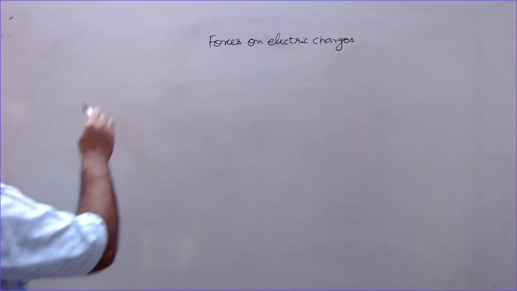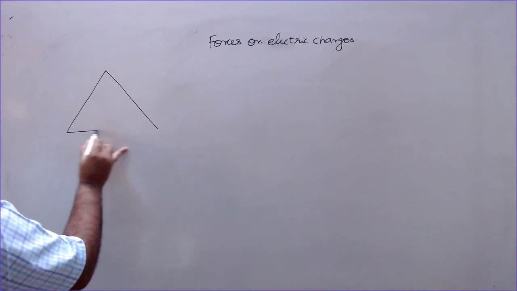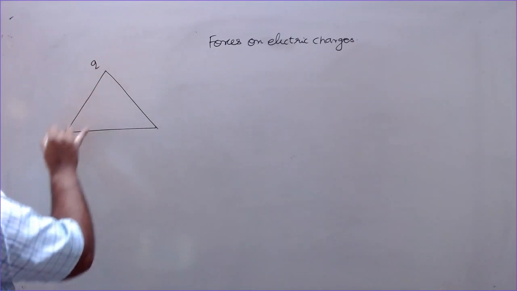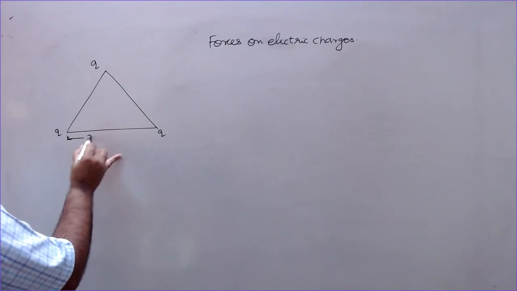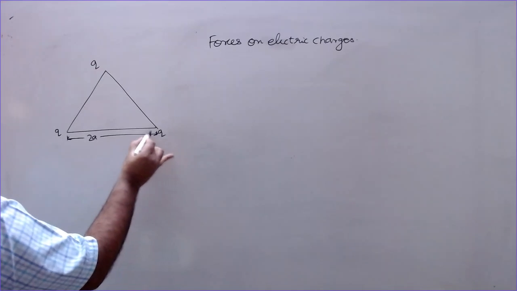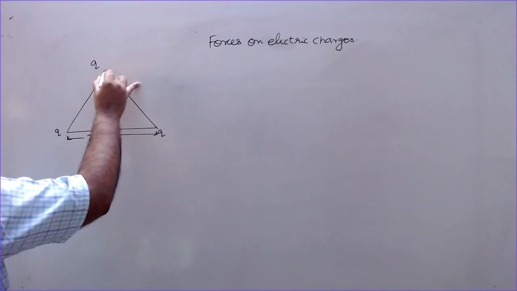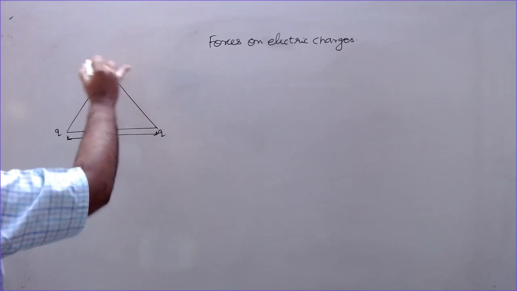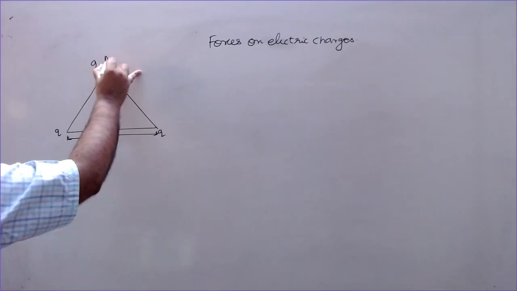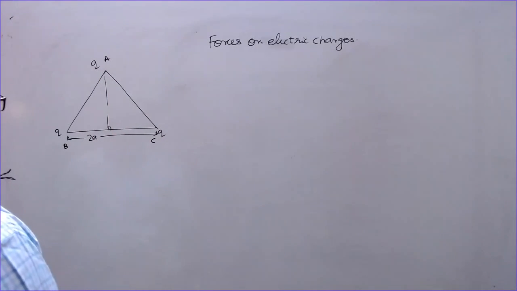Next question, we have three charges. They are kept at the three corners of an equilateral triangle, the side of which is 2a. This is the perpendicular drawn. So you have to find the force acting on the charge kept at end point A. So find force at A.